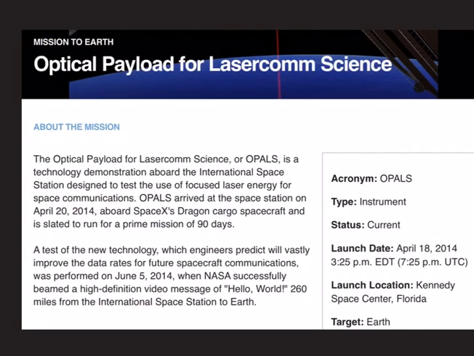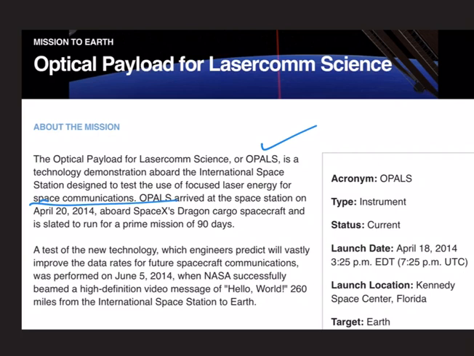And next we have the Optical Payload for Lasercom Science. This is popularly known as the OPALS. And what is the focus of this mission? See, it is a technology demonstration aboard the International Space Station designed to test the use of focused laser energy for space communications. So basically, OPALS is a spacecraft communication instrument which was developed to demonstrate the technology for laser communication systems between spacecraft and ground stations.